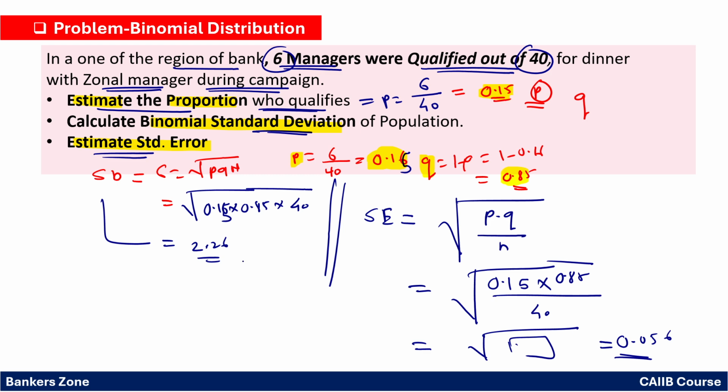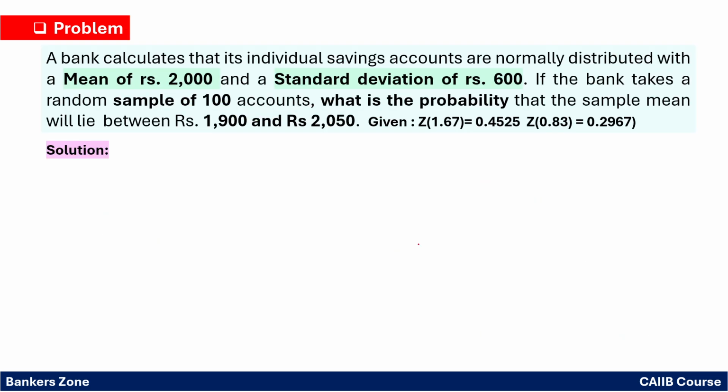Only one thing you need to remember: the formula. For a binomial distribution, we use the values of P and Q. P is the probability of success, Q is the probability of failure. Standard deviation is the square root of PQN, and standard error is the square root of PQ upon N. For finding the error, divide by N, and for the standard deviation, simply multiply by N. That way you can compare and remember. Next, a very interesting problem. These are basically probability based problems we have to solve.